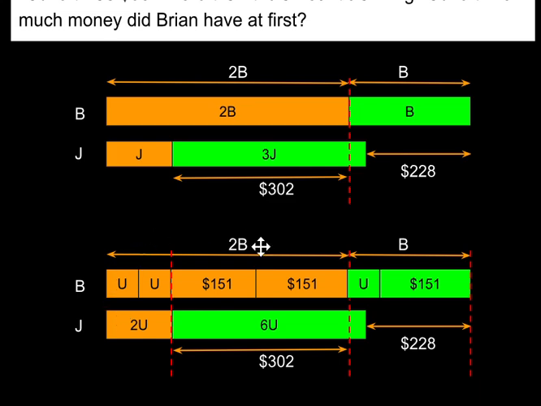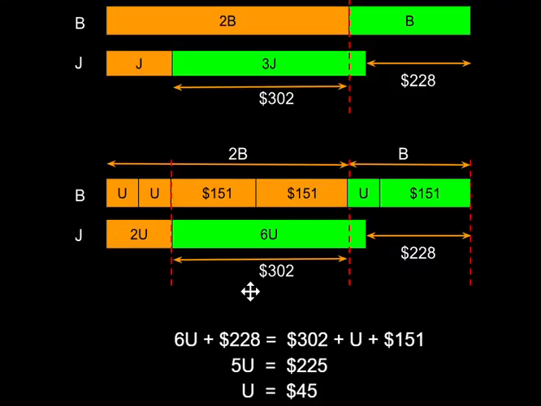You can straight away solve what U is. I have 6U plus 228 is equal to 302 plus U plus 151. How do I get 302 plus U plus 151? It says that 302 is this whole part, plus U, plus 151. So the top line is equal to the bottom line. From there, I can straight away calculate it, and U is equal to 45.